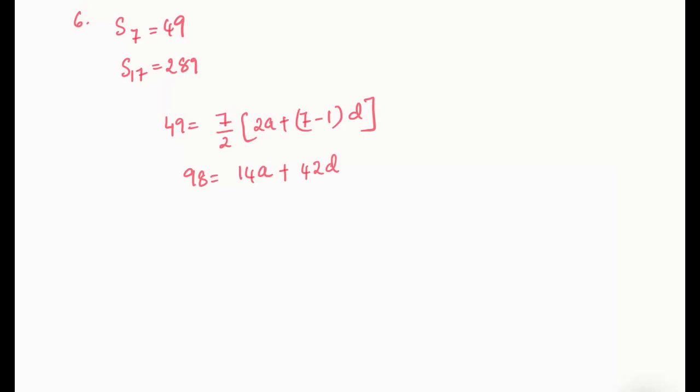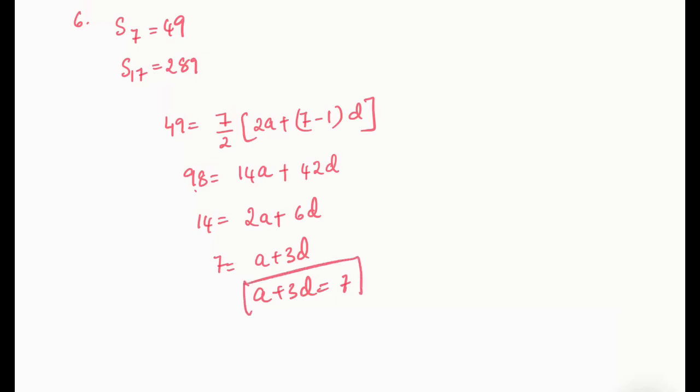So 14a plus 42d. Then divide the whole thing by, with what can you divide? You can divide it by 7 itself. So dividing by 7, what do you get? 98 divided by 7, you will get 14 equals 2a plus 6d. Again 14 divided by 2 will give you 7 is equal to a plus 3d. So you get a plus 3d equals 7.